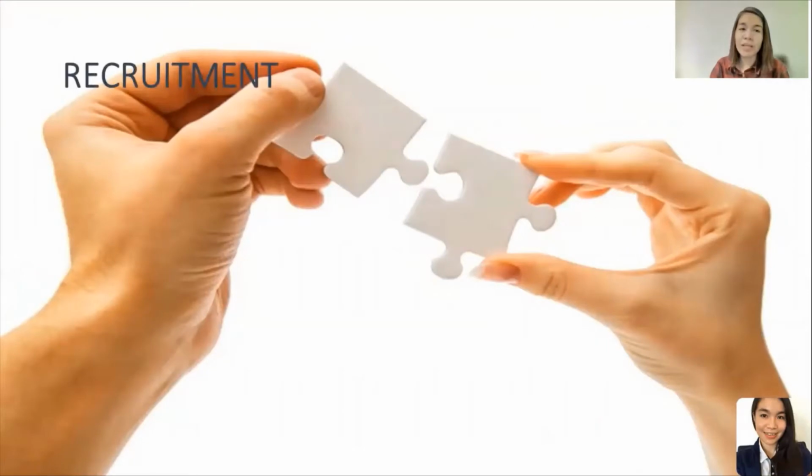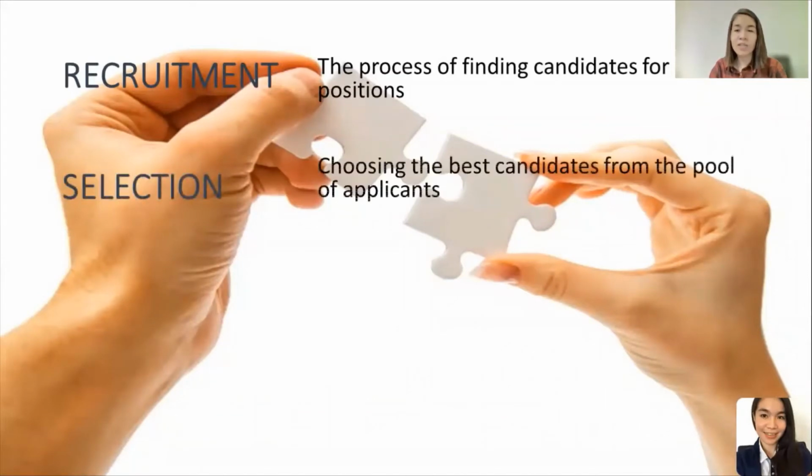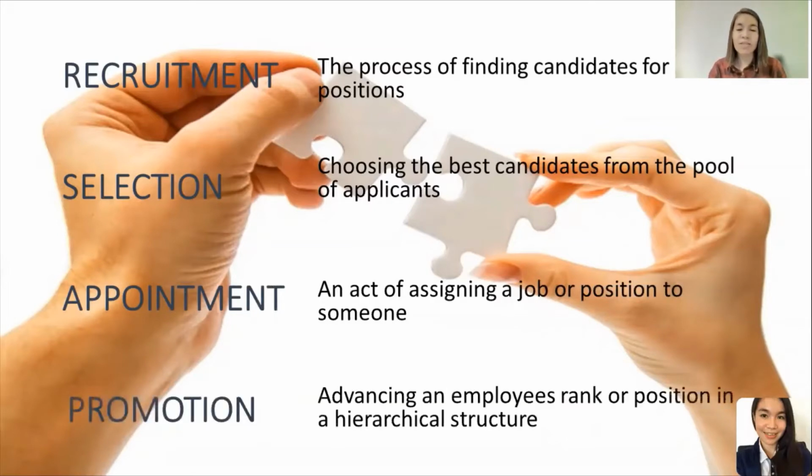So before we begin, let us have a quick definition of terms. First is recruitment. It is the process of finding candidates for vacant positions. On the other hand, selection is choosing the best candidate from the pool of applicants. Next is appointment, which is an act of assigning a job or position to someone. While promotion is advancing an employee's rank or position in a hierarchical structure.